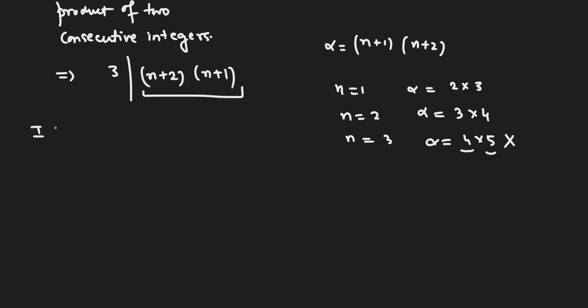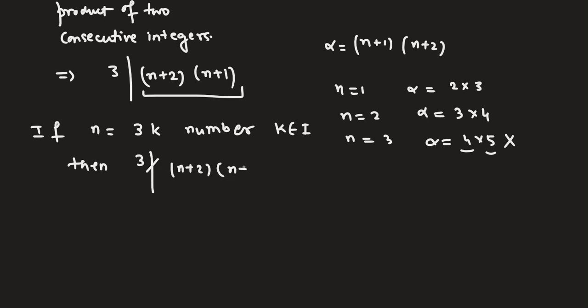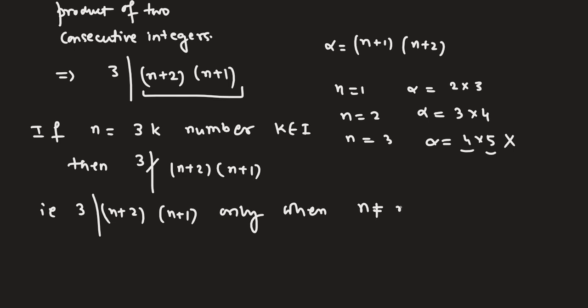Both are numbers which are not divisible by 3. So if n is equal to a 3k type number, where k belongs to the integers, then 3 does not divide this expression. So 3 divides this expression only when n is not a multiple of 3. That means 3 divides this expression only when n is not equal to a multiple of 3.